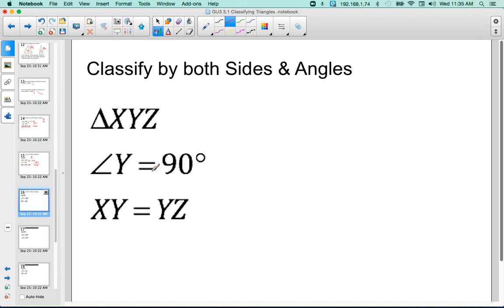Triangle XYZ. Well, angle Y is 90. We know there can only be one 90-degree angle. That makes this a right triangle, and we're told that these two sides are equal. Well, if those two sides are equal, that makes this isosceles. So it's a right isosceles triangle.